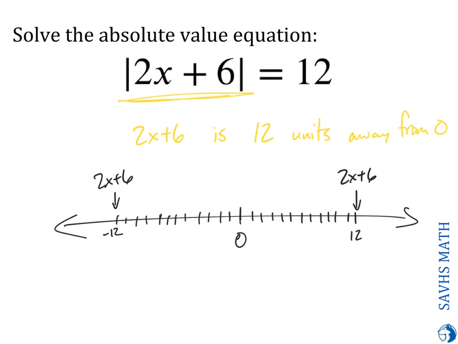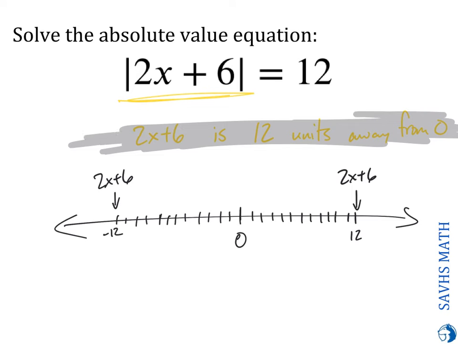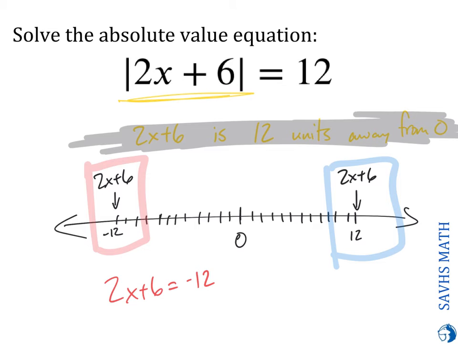So I can actually take this information that I got from my equation. It said 2x plus 6 is 12 units away from 0. And I can use that to create my number line and look at it visually. But then I can set up two equations. This equation says 2x plus 6 is equal to negative 12. And this equation says 2x plus 6 is equal to positive 12.